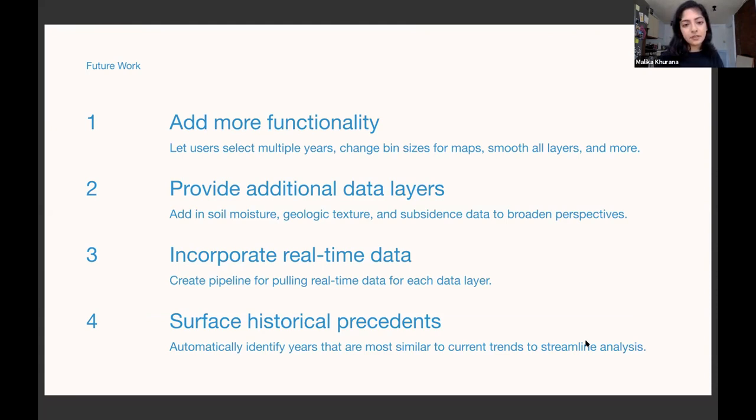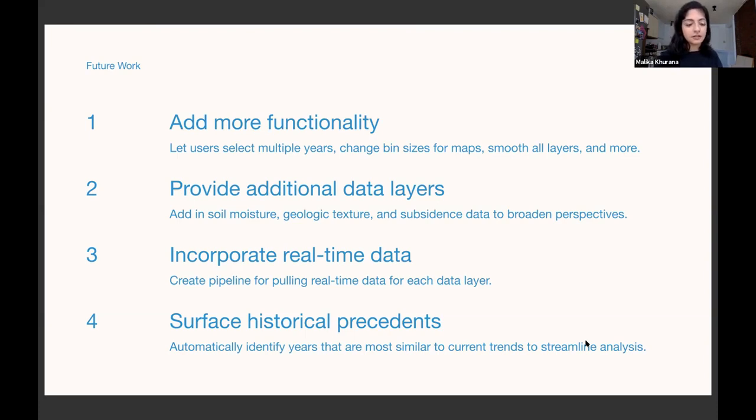Another big piece would be just building in more data layers. So right now we're just looking at precipitation, snow, reservoir levels, and groundwater. But as I was mentioning, the whole water system is really complicated. There's a lot of different pieces involved. And so things like building in soil moisture, or even the geologic texture, and subsidence, which is when the land sinks in reaction to groundwater being pumped out. Bringing all of that in would just augment the value that this tool gives and broaden the perspective that it offers.